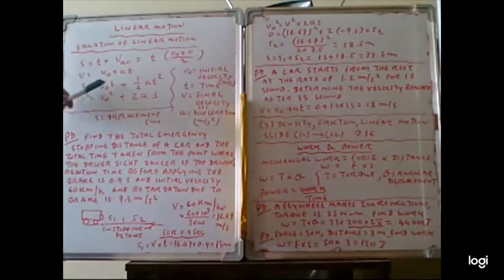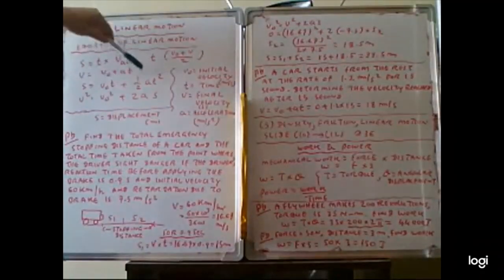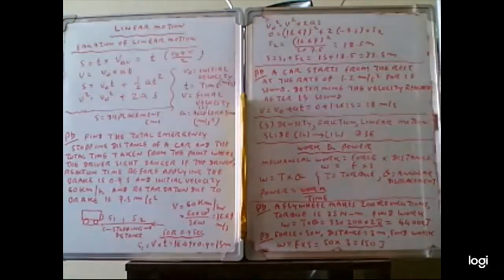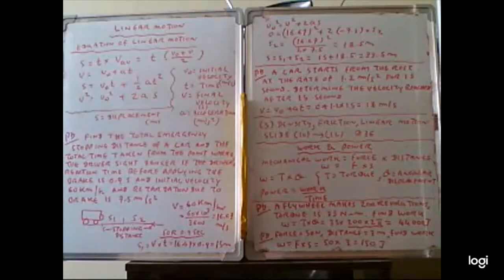S is equal to V0 T plus half AT squared. So S is the displacement, V0 initial velocity, T is the time, A is the acceleration. And also V squared is equal to V0 squared plus 2AS. So V is the final velocity, V0 initial velocity, A is the acceleration, S is the displacement. So these are the equations to calculate the linear motion.